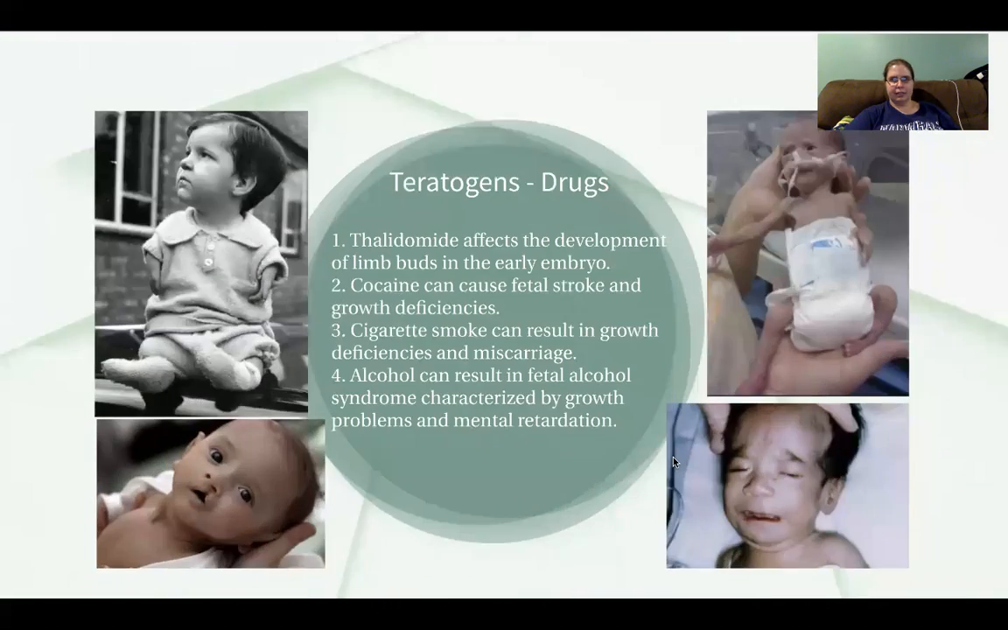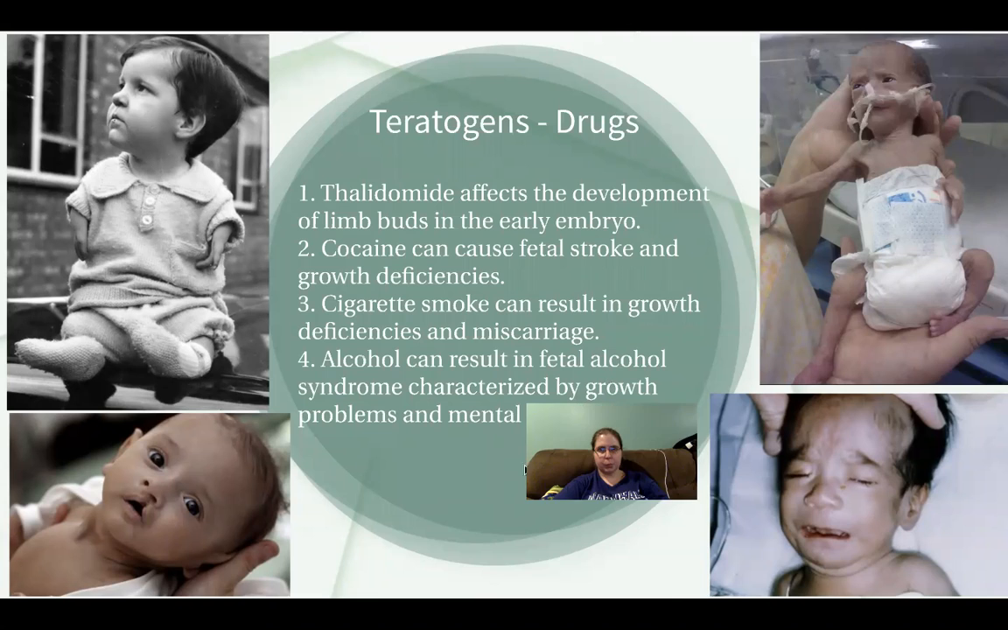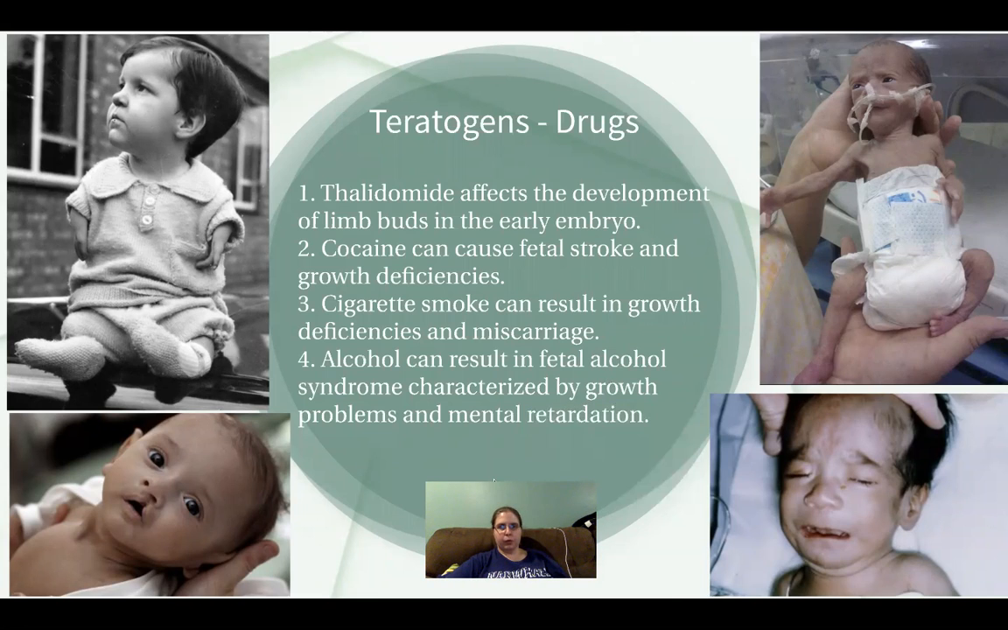All right, so let's talk about a few teratogens. One of them that we actually have an article that we'll talk about in class is thalidomide. It was a drug that was originally patented to help with morning sickness in pregnant women. But what they found is that it also affects the development of the limb buds, which will then lead to actually preventing the limbs from forming. So sometimes they won't have any limbs, or they'll have very small limbs, or maybe they'll have arms but no legs, or legs but no arms.